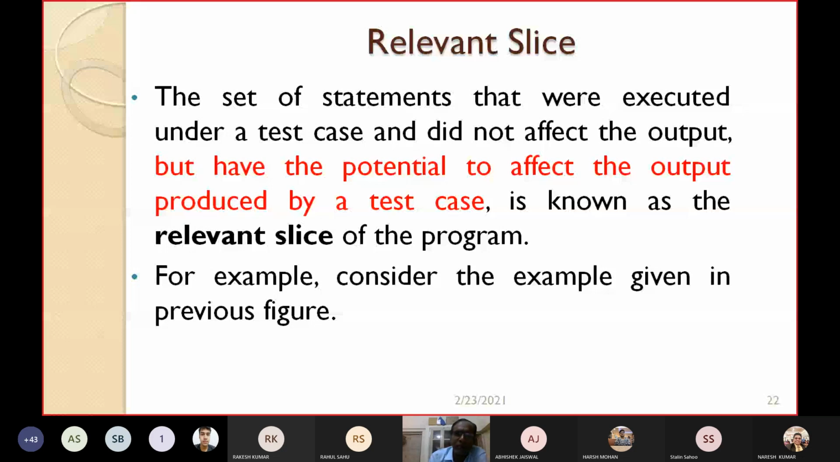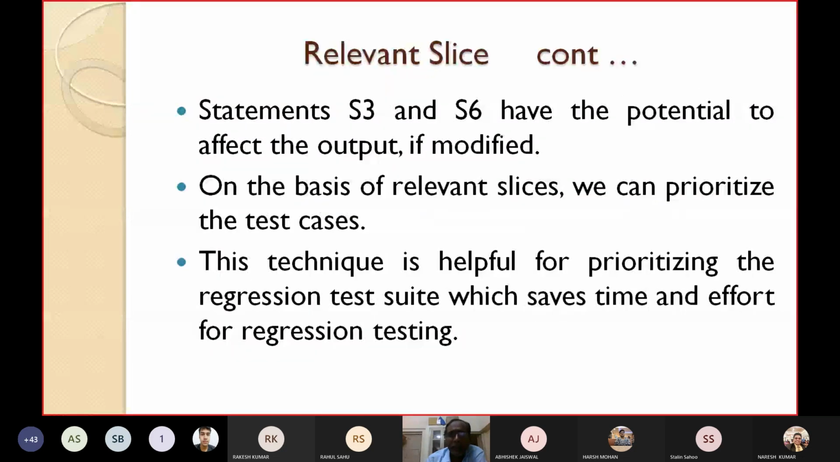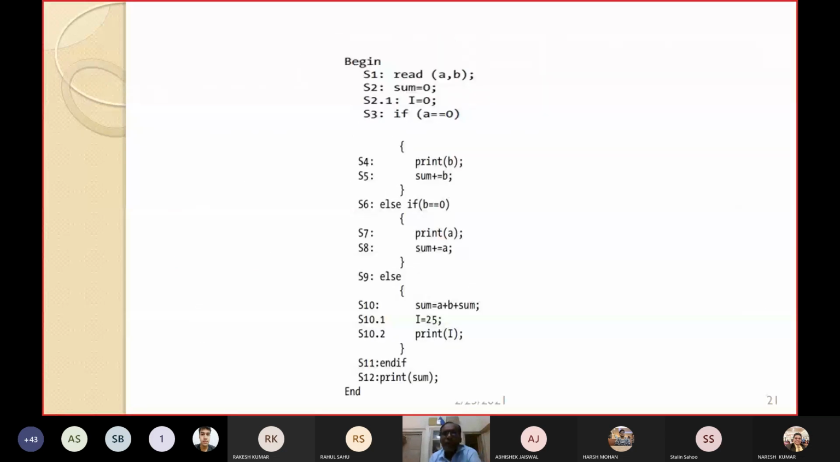For example, let's take this example. In the previous example that I have taken, S3 and S6 for a given test case, these test cases we have taken.